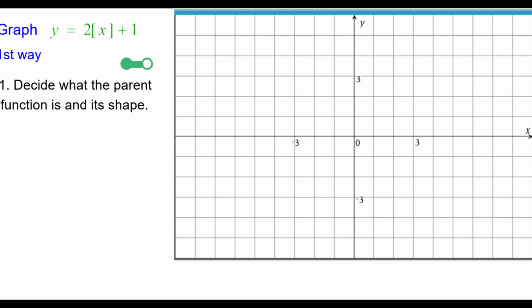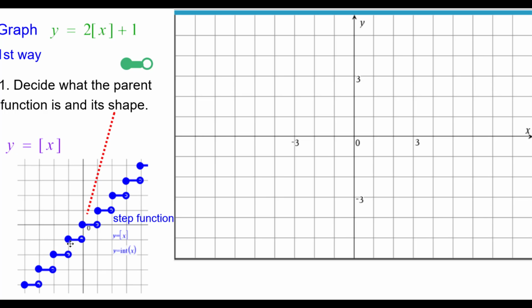First thing we need to do is decide what the parent function is and its shape. This is y equals the greatest integer of x is the parent function, and its shape is sometimes referred to as the step function. Y equals greatest brackets around x, or y equals int of x. Notice that the steps have a closed circle on the left end and an open circle on the right end.